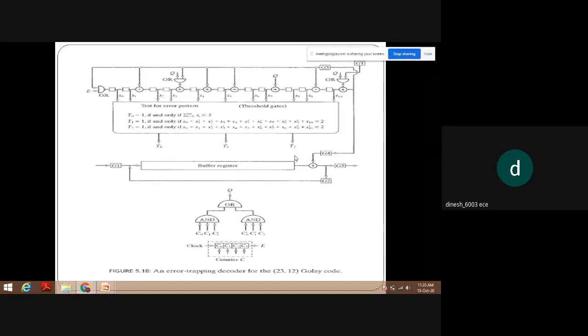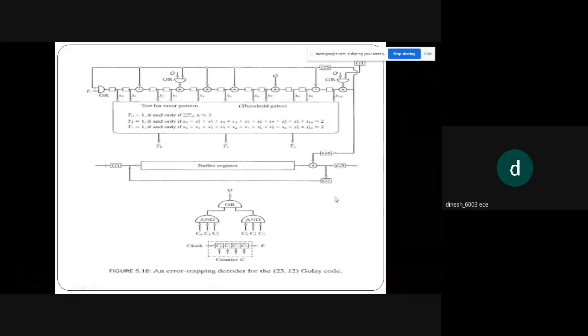So this is your test for error pattern. These are the thresholds. So we'll get error trapping for 23, 12. Since till now we had seen 7, 4, it was easier. So now an extension for correcting errors up to 2 or 3, we can use 23, 12 Golay codes. Okay, you can see the explanation of this.